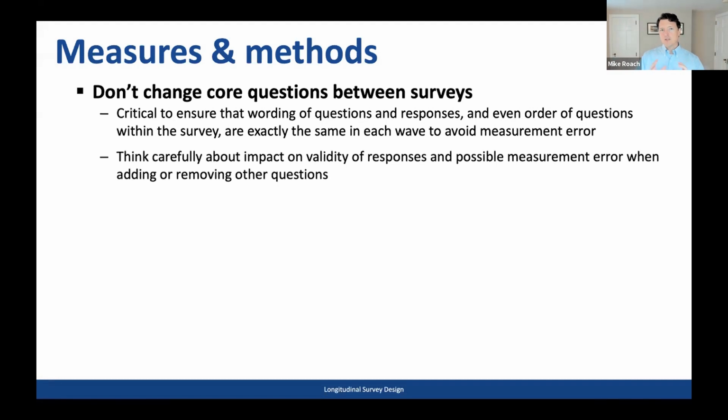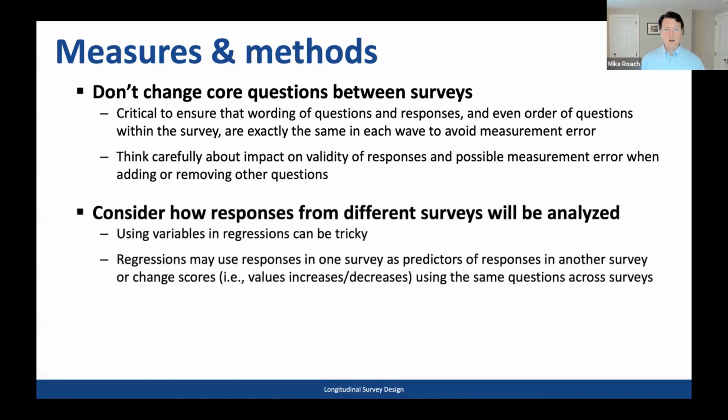So think about those kinds of trade-offs over time and how you're going to keep questions, again avoiding changing any core questions, but also thinking about how any changes you make might impact those core questions as well. And consider how responses from different surveys will be analyzed. This is also really quite different because you have to think about how you're going to use these measures and how you might construct different types of measures. Using these variables in regressions can be a bit trickier.